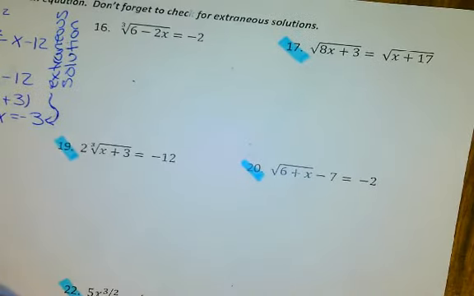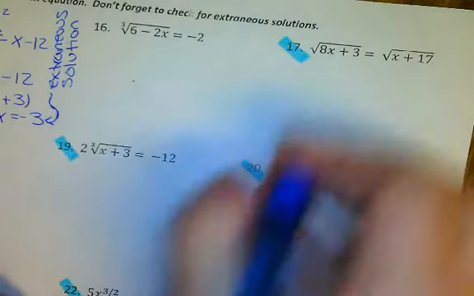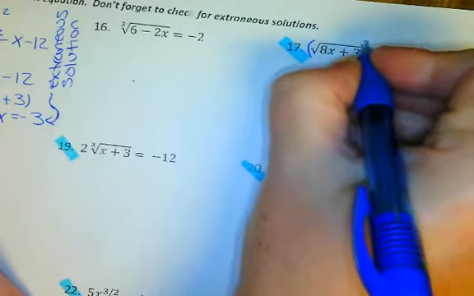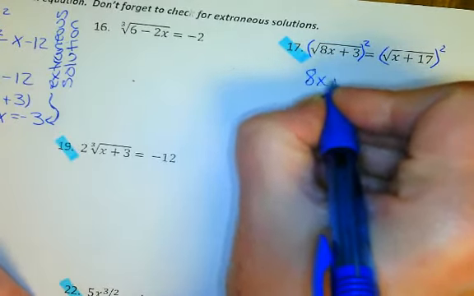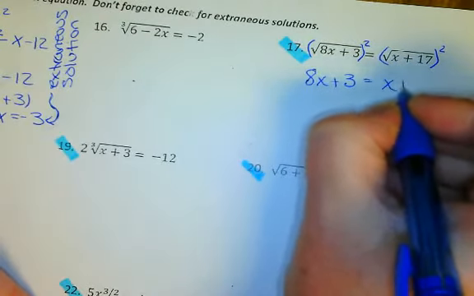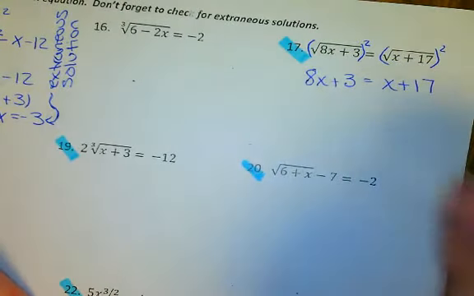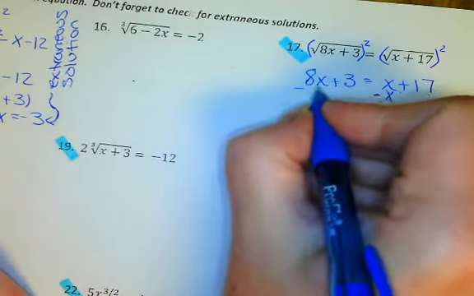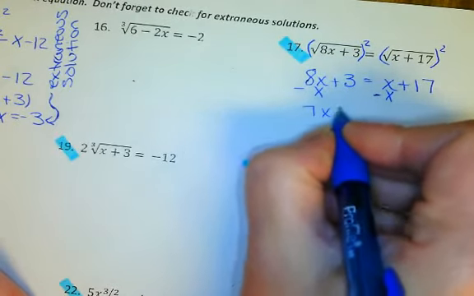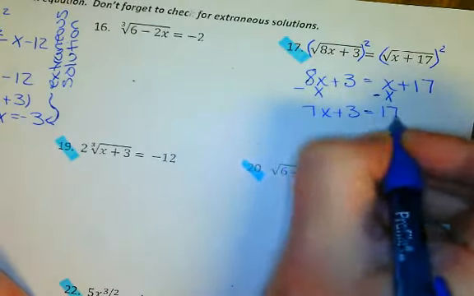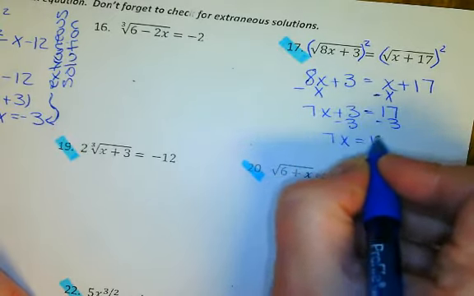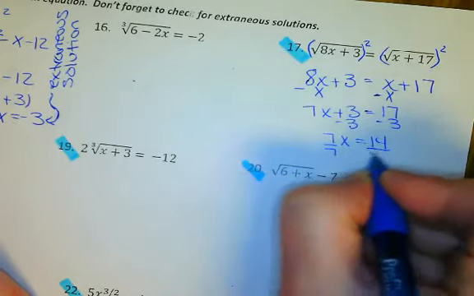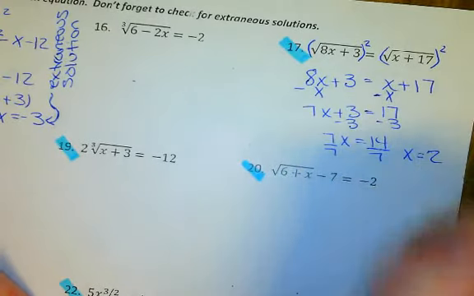Okay, on number 17, again, I've got radicals, or square roots. So in order to get rid of a square root, I'm going to square it. And once I square it, I just have 8x plus 3 equals x plus 17. And then I'm just going to start moving stuff. So minus x. That gives me 7x plus 3 equals 17. Minus 3. That gives me 7x equals 14. Divided by 7, x equals 2.